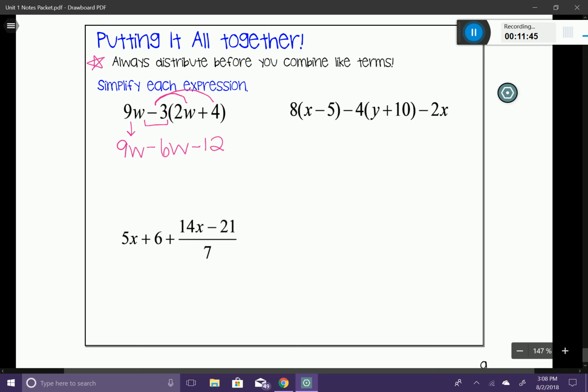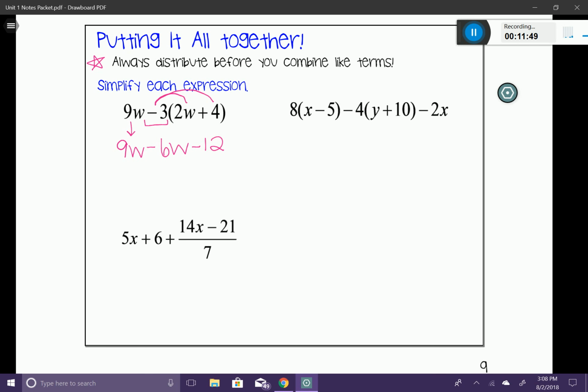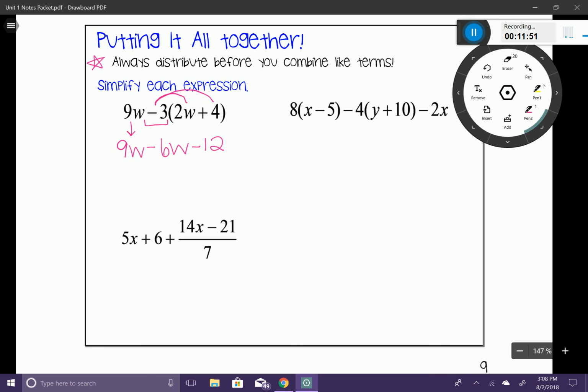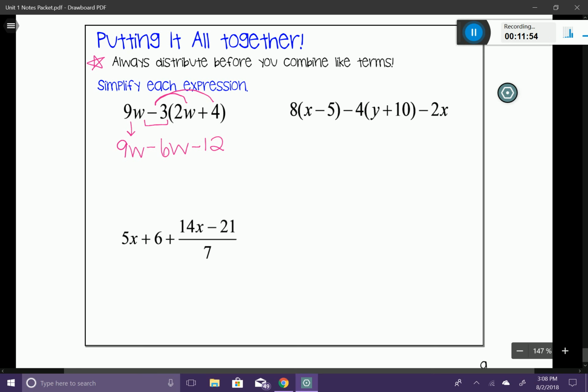Now, distributing is done at this point. Now I want to combine like terms. So you can see here that I do have two terms that are alike. I have 9w and I have negative 6w. If I combine them, they're going to leave me with 3w. But what about this guy? What do I do with him? I'm just going to bring him down because he's still a part of the problem. I can't just eliminate him. He has to be there. And I'm done.